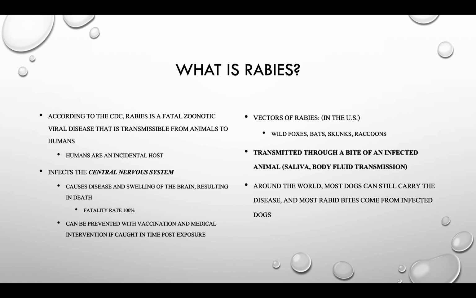Some major vectors in the United States that you need to watch out for are wild foxes, bats, skunks, raccoons, along with a few others, but these are the major ones. It is transmitted through the saliva of an infected animal. So if the animal bites you, the saliva goes into your bloodstream, it travels through your nervous system, and ultimately infects your entire body. Dogs are still a very large carrier around the world of this virus. So a lot of dogs get infected from other sources. They bite humans. This is really the main reason around the world why people are infected with rabies from dog bites.